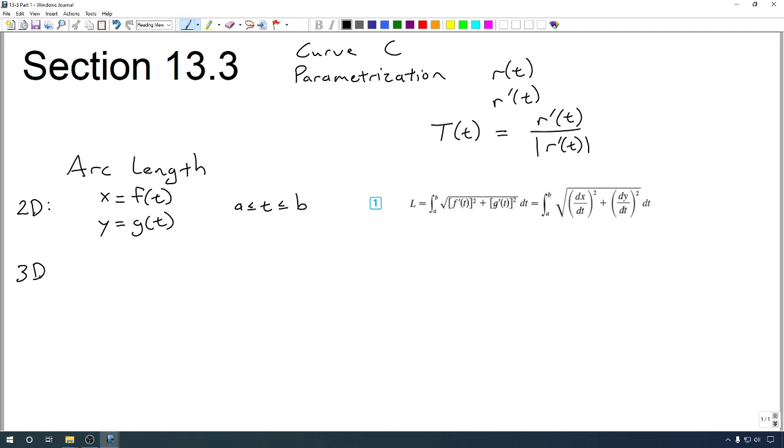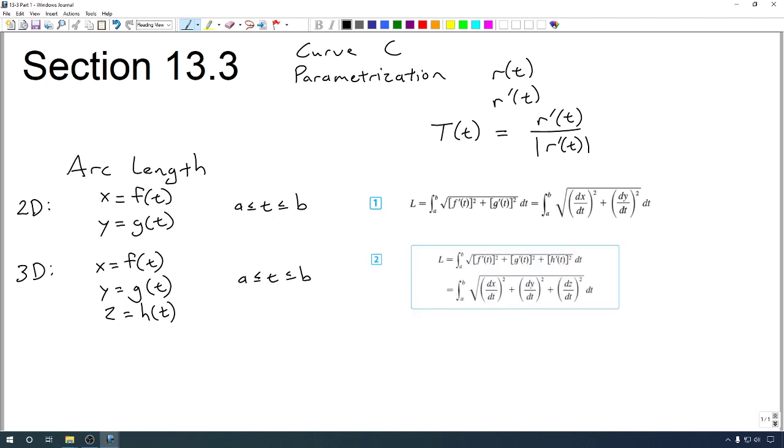If we work in 3D, we recall that we have a distance formula here as well. And all we really need to do is put in an additional term. So if we have our parametric equations, x equals f of t, y equals g of t, and z equals h of t, still using a to b for the bounds on our parameter, we get this formula. So a very similar formula to what we had before, just with this additional z term, or h prime of t term, in our square root.